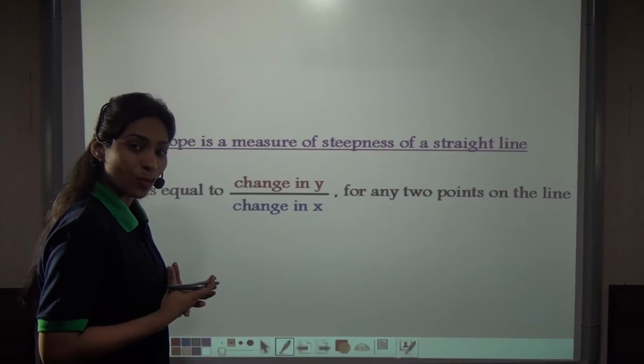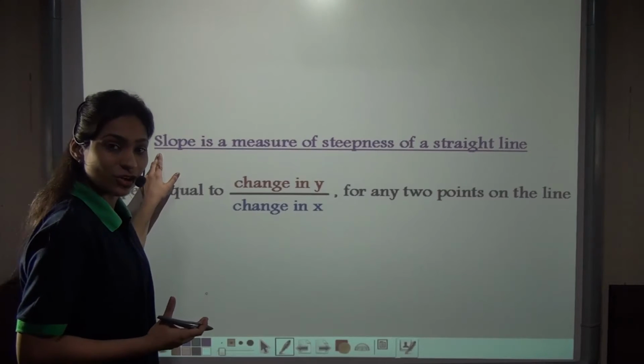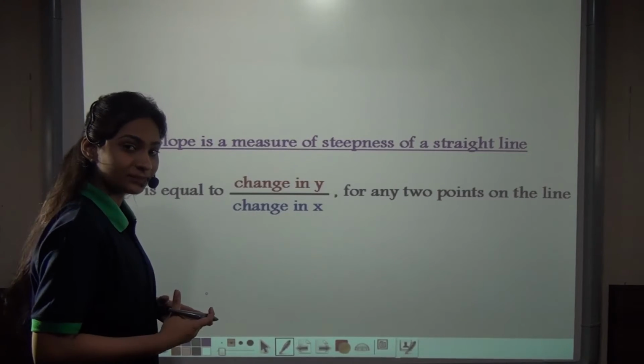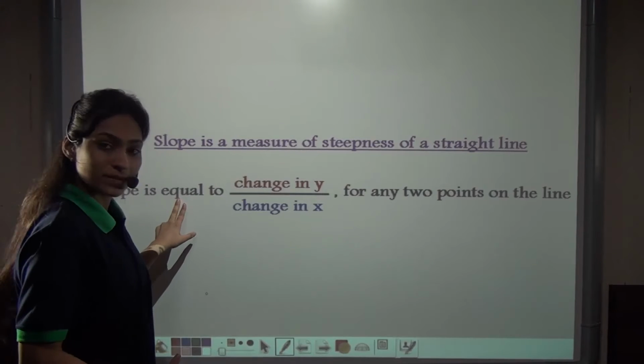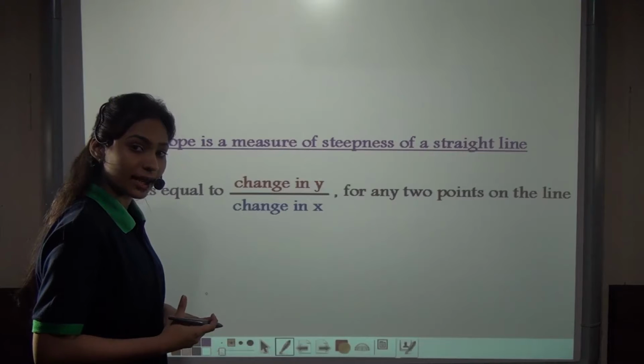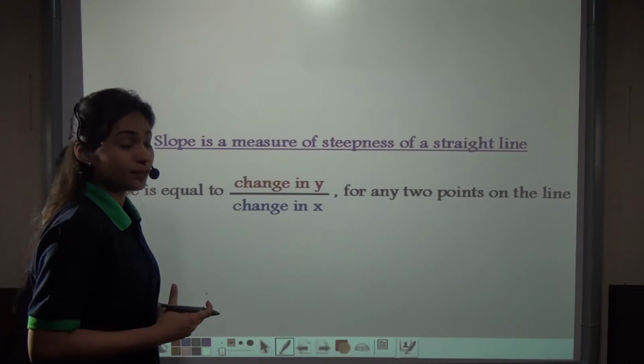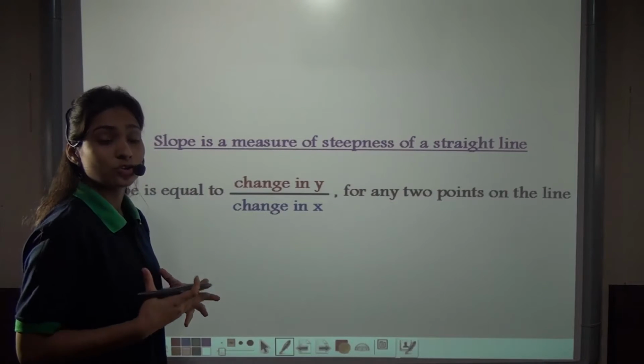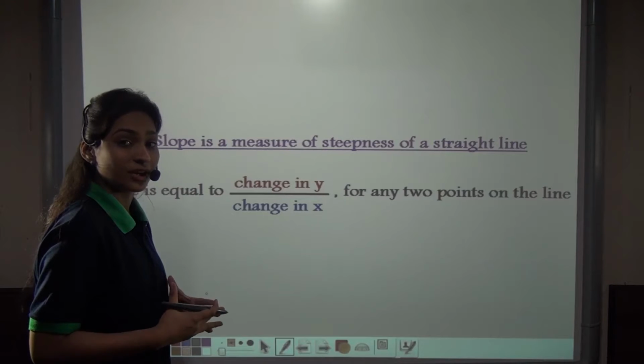You already know what a slope is. Slope is a measure of steepness of a straight line, or we can say that slope is equal to change in y by change in x for any 2 points on the line. Now it may happen that you may not be able to see the changes in y and x every time.